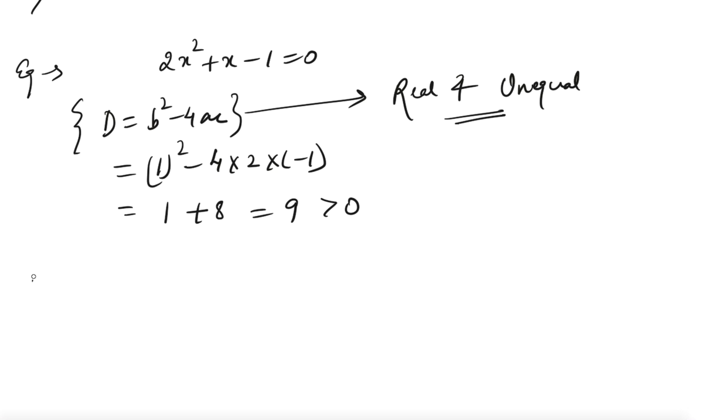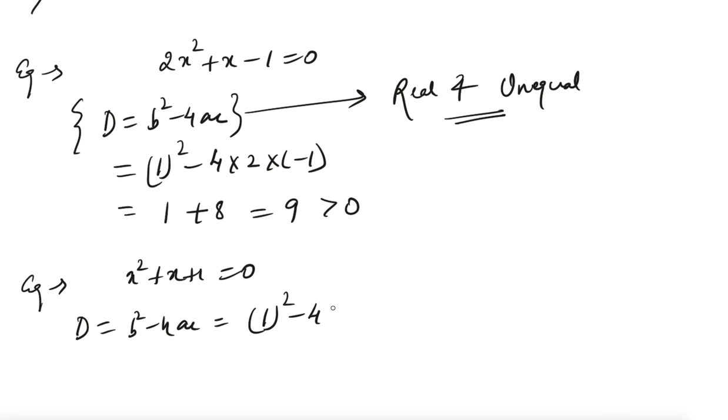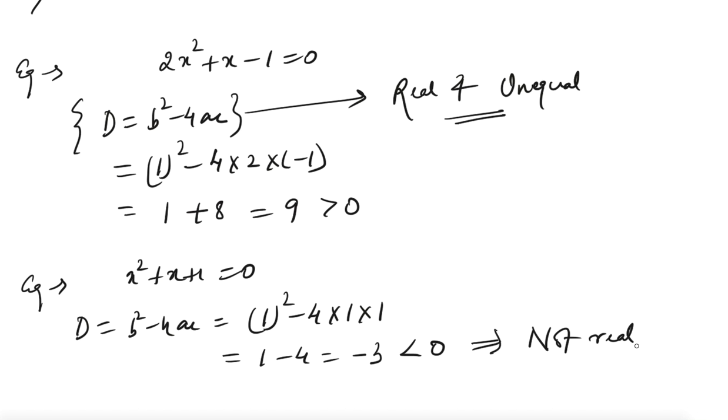Okay. Let me take another example. Say I have x square plus x plus 1 equals to 0, and the question is find the nature of roots. So let me find the value of D. B square minus 4ac. B is 1, so 1 whole square minus 4 into a is again 1 and c is 1. So I'll get 1 minus 4, that is minus 3, less than 0. Okay, this is the third case and the roots are not real.